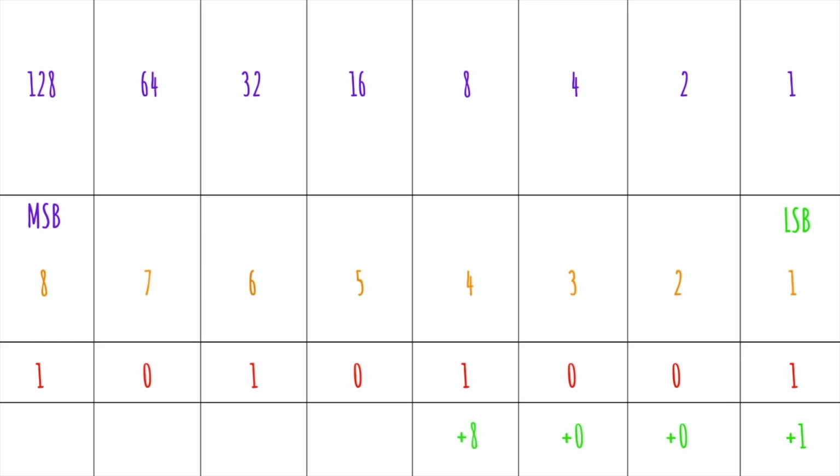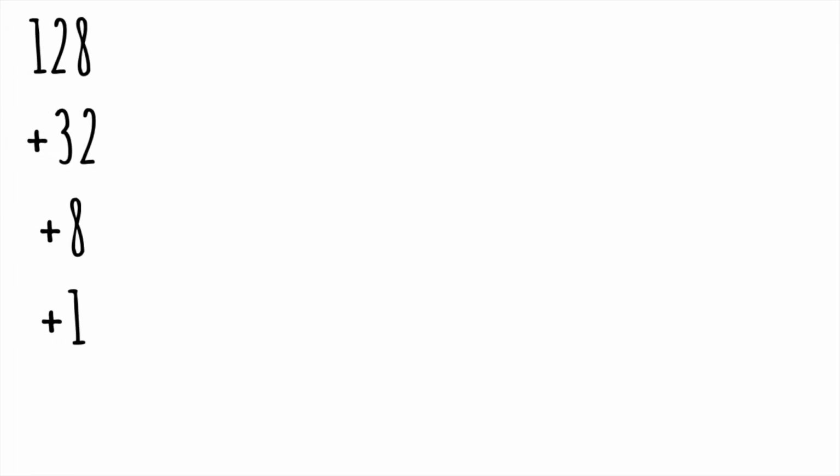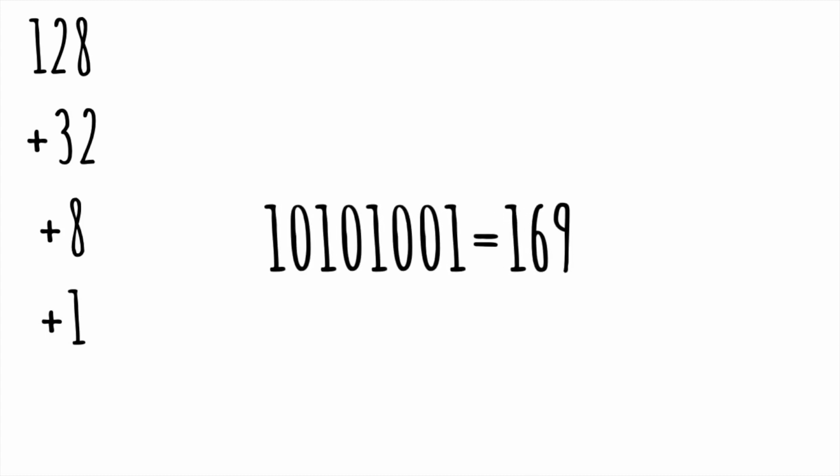Bit 4 has a 1, so we will add 8. We can skip bit 5 since it's a 0. Bit 6 is a 1, so let's add 32. We can skip bit 7, but bit 8 is a 1, so we will add 128. Let's add all the numbers up. We have 128 plus 32 plus 8 plus 1, so our binary value of 10101001 is equal to 169.